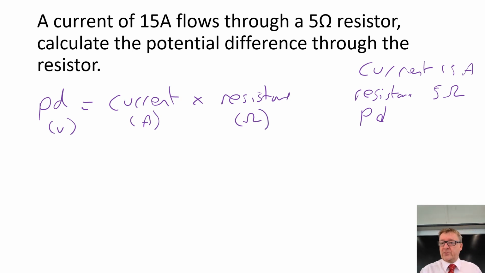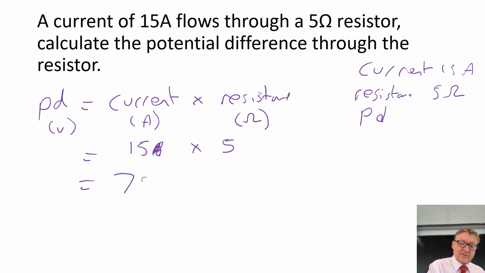Now, numbers look all right. Substitute in. Potential difference, current is 15 amps. Don't need to put the A in. Multiplied by resistance 5 equals 75 volts.